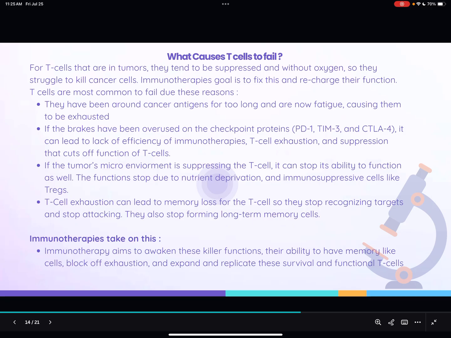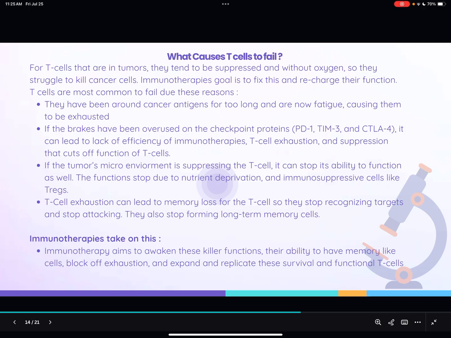If the tumor's microenvironment is suppressing the T cell, it's going to cause it to stop functioning properly. The functions stop due to nutrient deprivation and immunosuppressive cells like TREGs. T cell exhaustion can lead to memory loss for the T cell, so it's going to stop recognizing these targets and stop attacking. It's also going to stop it from remembering these cells for the next time, these long-term memory cells. So immunotherapies' take on this is that they want to awaken these cells, these killer functions, their ability to have these memory cells, block off exhaustion, and expand and replicate these survival and functional T cells.